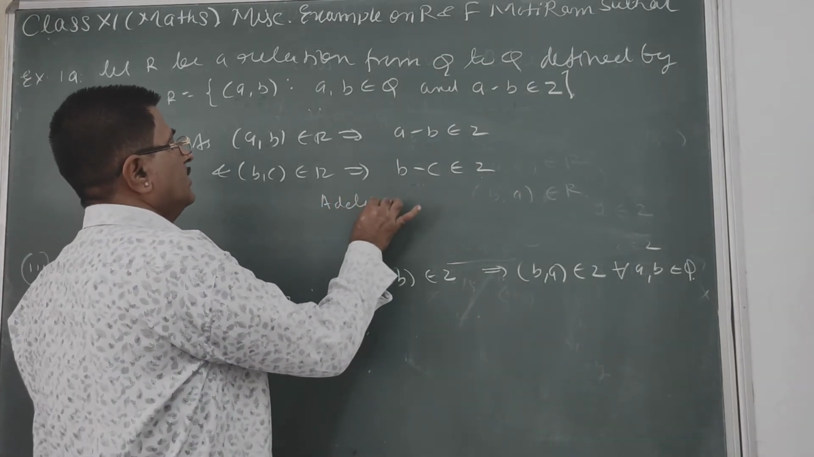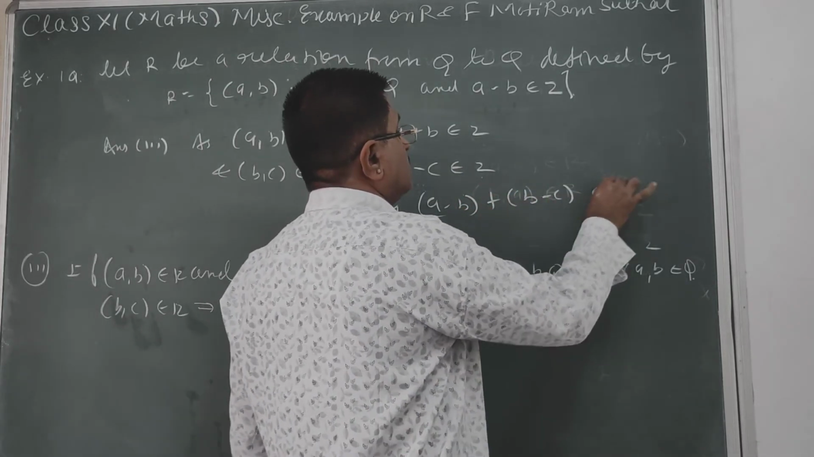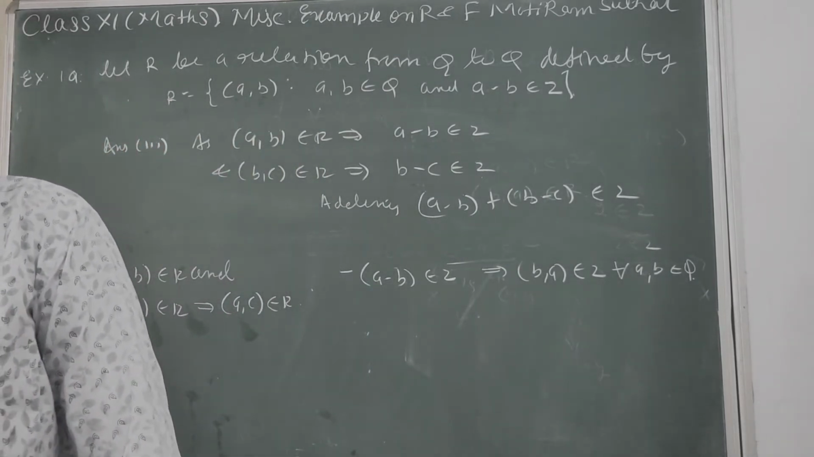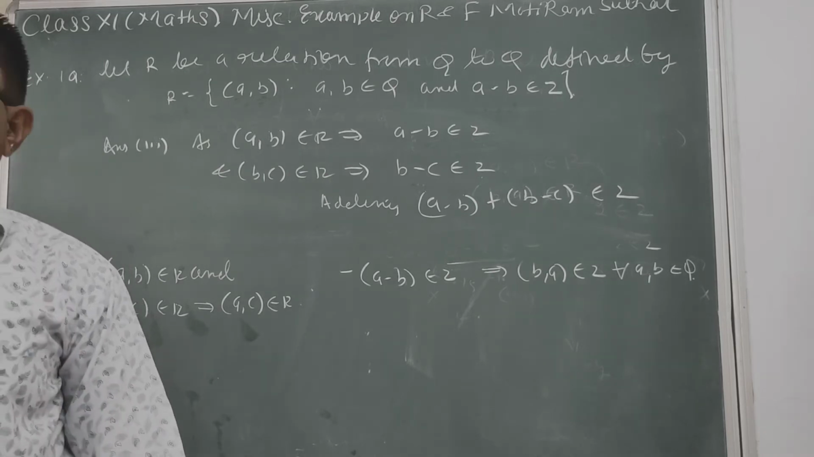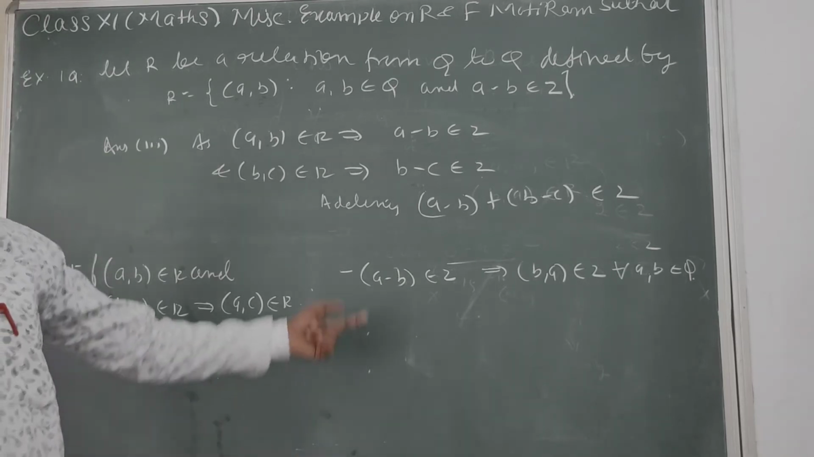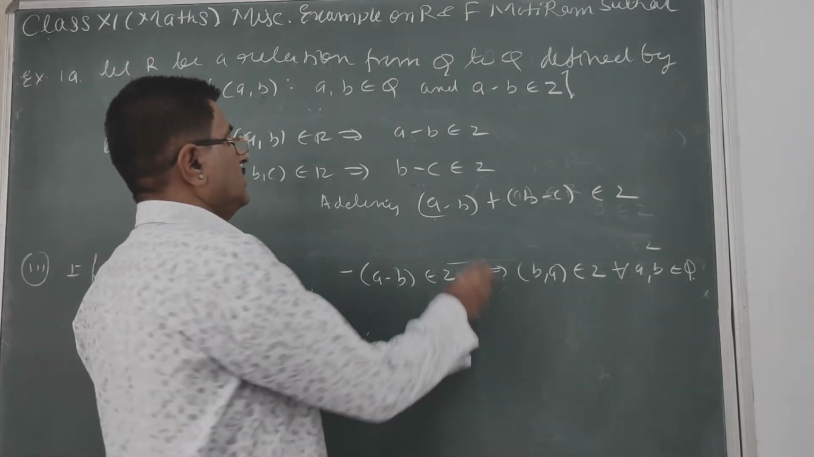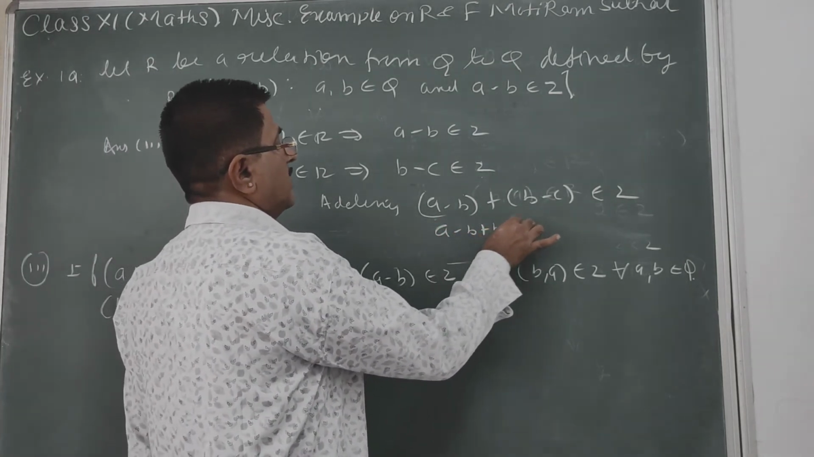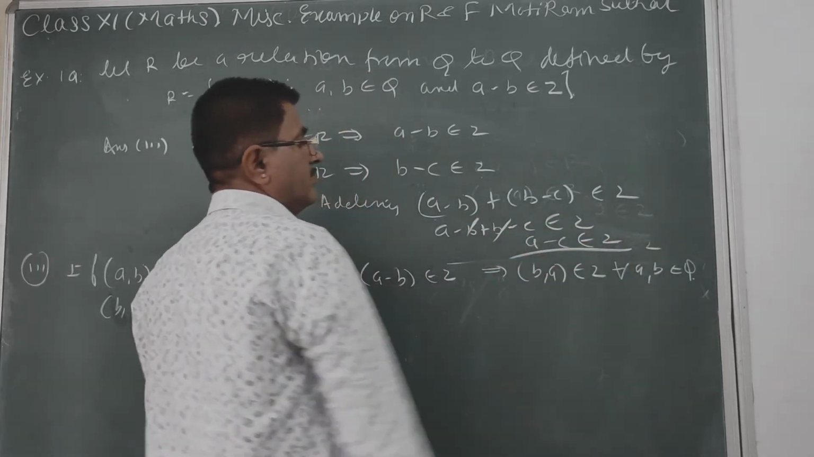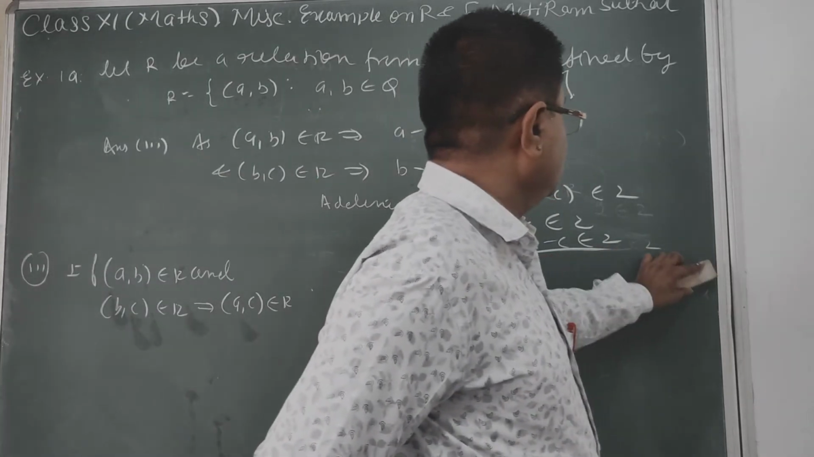Adding A minus B plus B minus C also belongs there. Why? As you know, the addition of two integers is also an integer. So integer का अगर सम करोगे तो वापस इंटीजर आना चाहिए. तो वही हमने किया, इन दोनों इंटीजर को ऐड कर लिया, तो ये भी Z है. Now solve this. A minus B plus B minus C: B and minus B cancel. So what we get? A minus C also belongs to Z, meaning that is an integer.